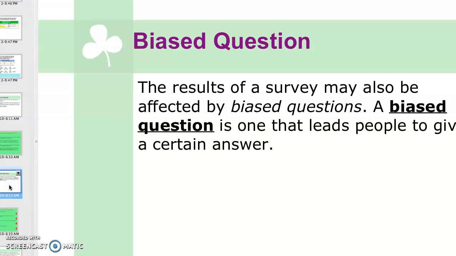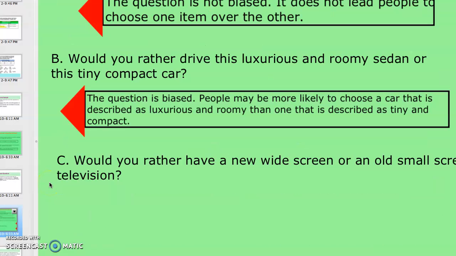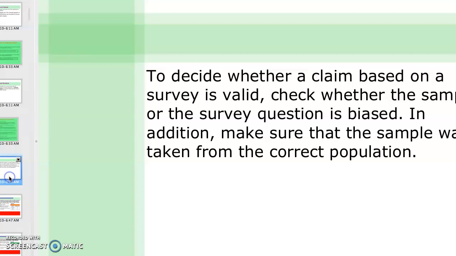This is not biased. This question is biased, because people are led to choose it: it's described as having a great location, and as being compact. So they were more appealing, because they used words like small. The other has no description. We need to know if the survey question is biased. So we'll look at an example.